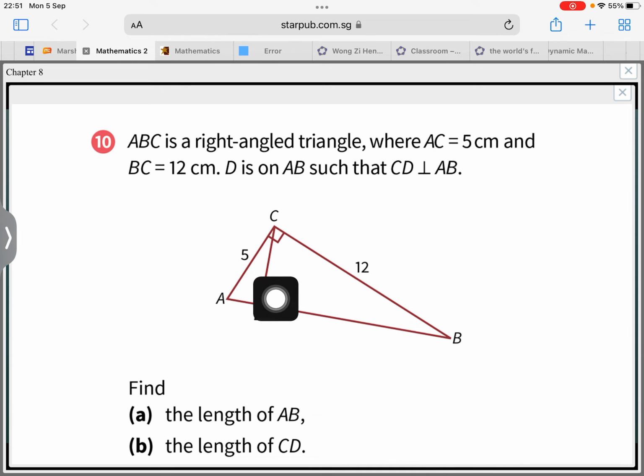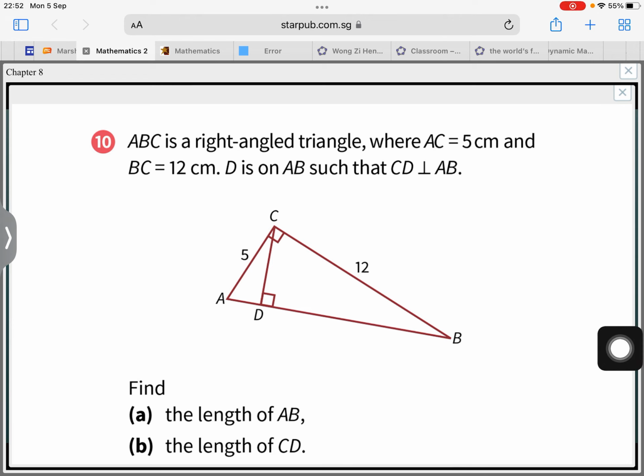Over here, triangle ABC is a right-angled triangle. You can see that C is a right angle, where AC is 5 cm and BC is 12 cm. They tell us that D is on AB such that CD is perpendicular to AB. First they ask you to find the length of AB. You know that triangle ABC is right-angled. You know this side, you know this side, you can find the third side.